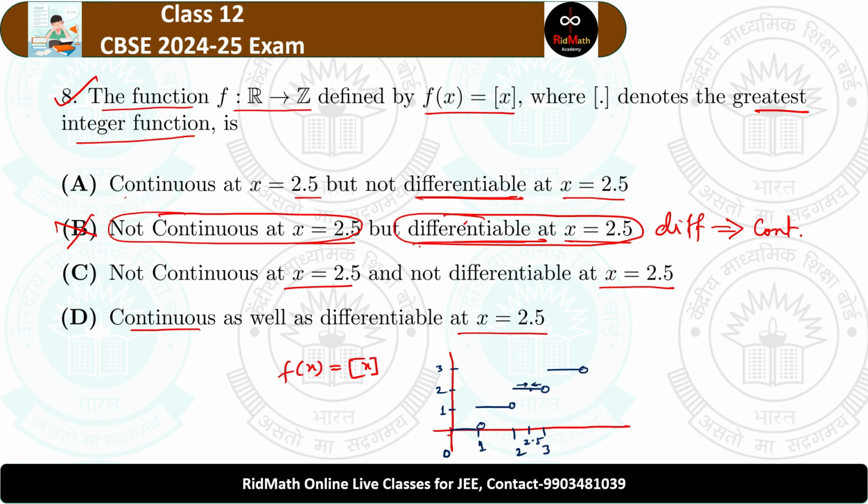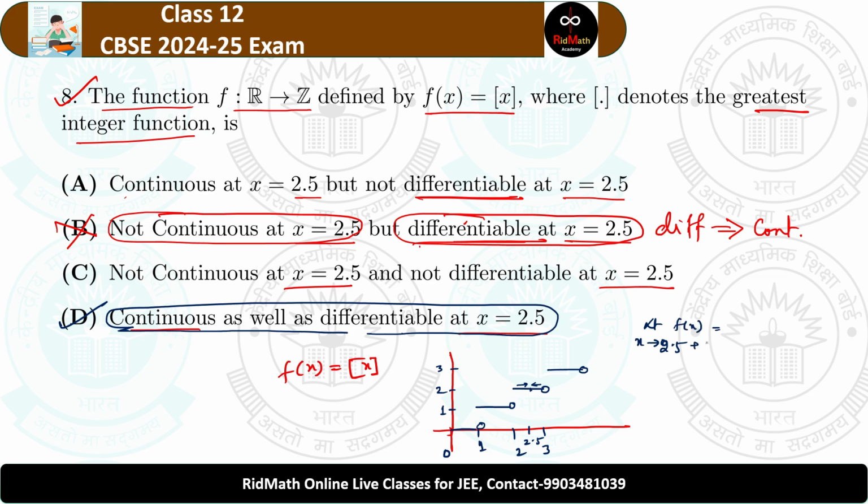Okay, so which option is correct? D option is correct, continuous as well as differentiable at 2.5. You can check using the definition: limit x tends to 2.5 plus f(x), and limit x tends to 2.5 minus f(x), and this is f of 2.5, all are equal to 2. Okay, so this is continuous.